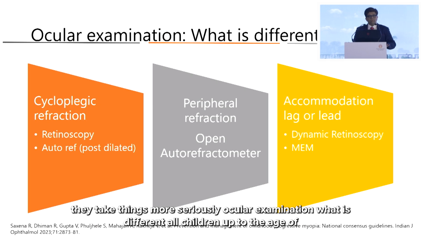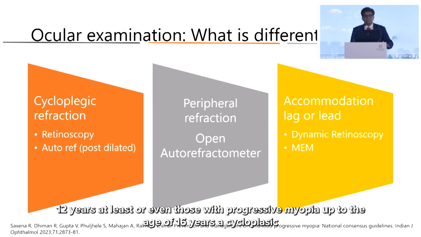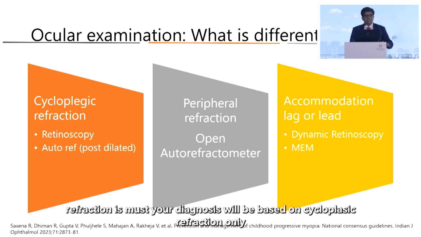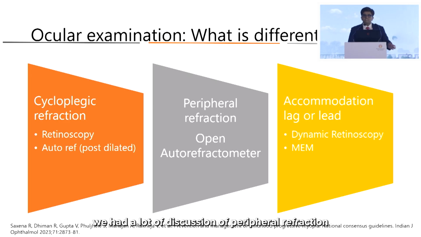Ocular examination, what is different? All children up to the age of 12 years at least, or even those with progressive myopias up to the age of 16 years, a cycloplegic refraction is a must. Your diagnosis will be based on cycloplegic refraction only. We had a lot of discussion on peripheral refraction.